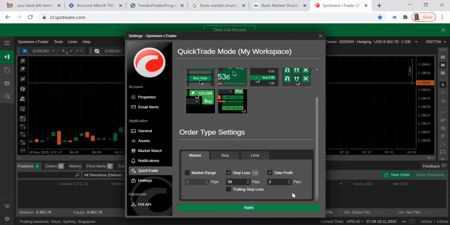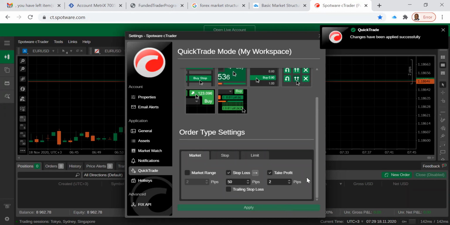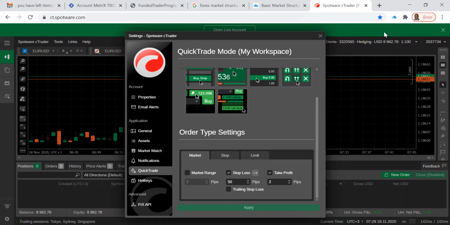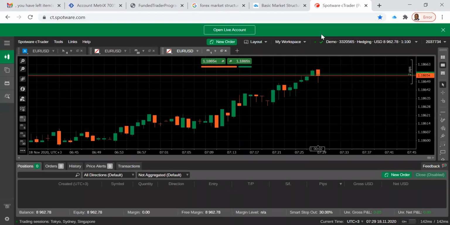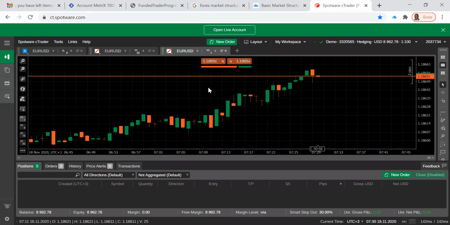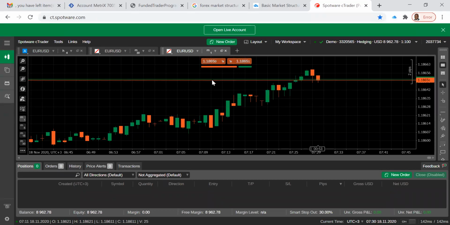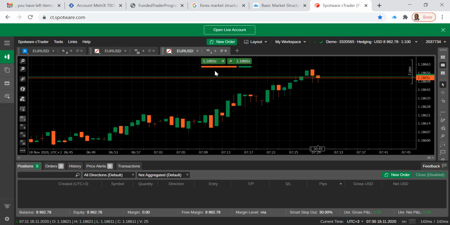Excuse me. So then what next? You click apply, and you'll see something happening up here on the top right. So what will happen is now that you've set that up, you come back here and you take your trades. When you take your trades, the system will only do what you've asked it to do. In this case, you've asked it to do 2 pips.